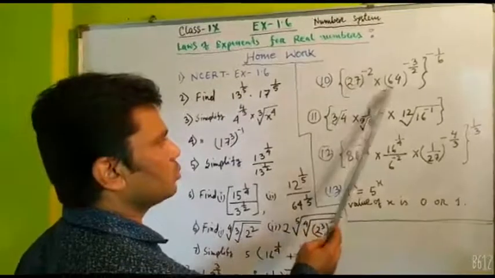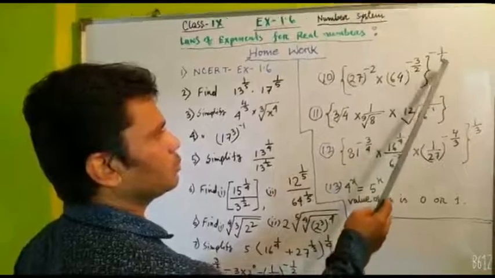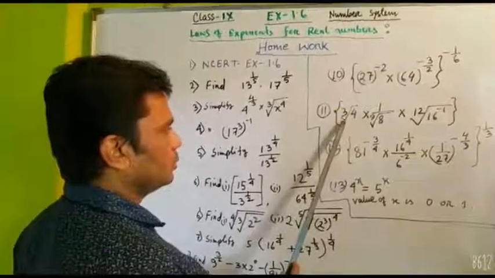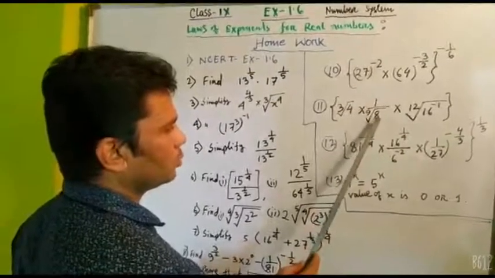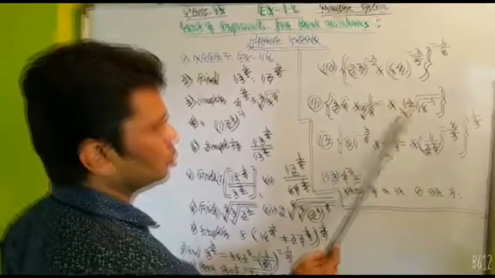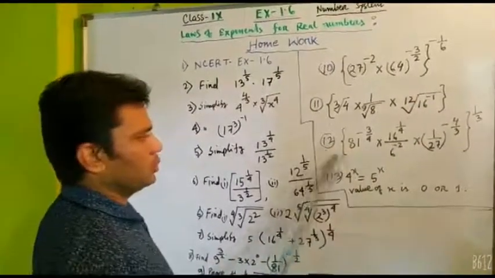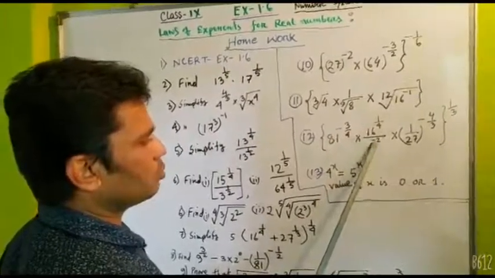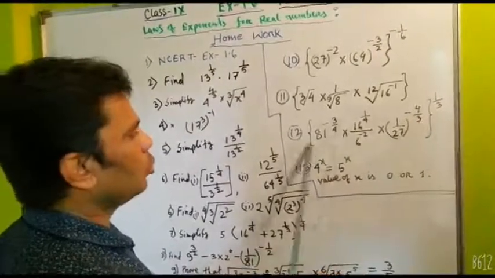Question number 11, cube root 4 into 1 by 9 root 8 into 12th root 16 to the power 1 by 1. Question number 12, 18 to the power minus 3 by 4 into 16 to the power half divided by 6 to the power 2 into (1 by 27) whole to the power minus 3 by 2, whole to the power 1 by 3. Question number 13.